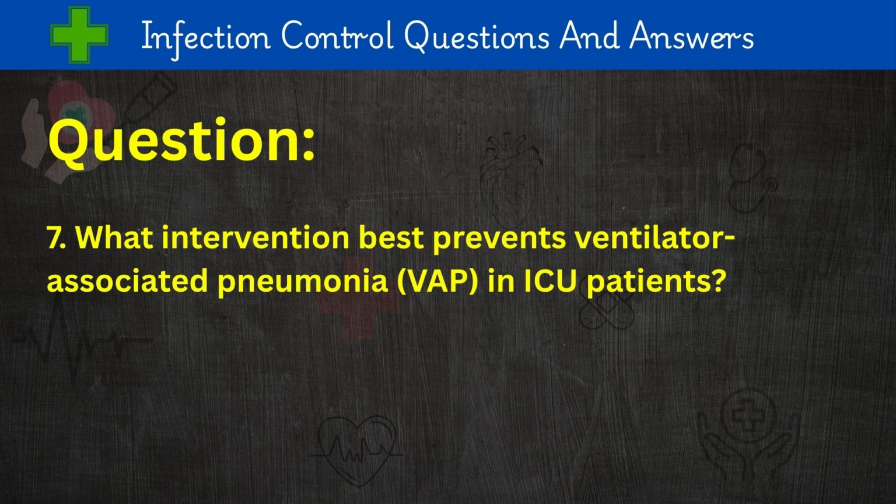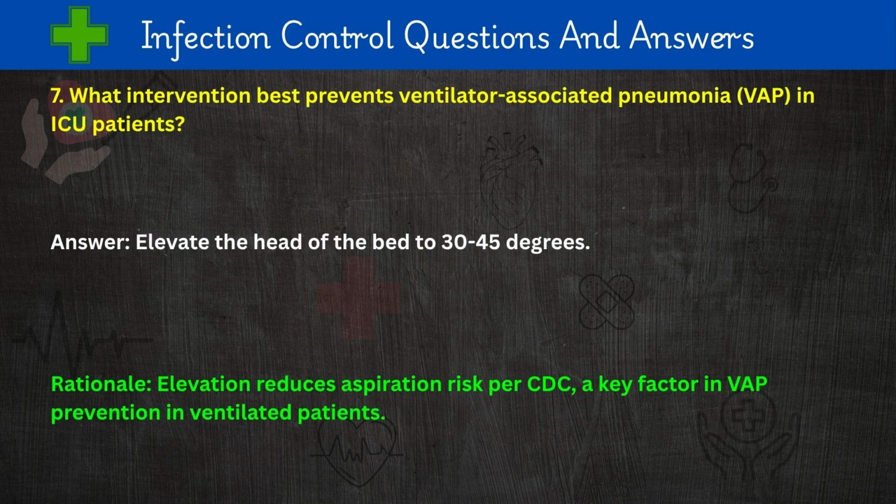7. What intervention best prevents ventilator-associated pneumonia, VAP, in ICU patients? Answer. Elevate the head of the bed to 30 to 45 degrees. Rationale. Elevation reduces aspiration risk per CDC, a key factor in VAP prevention in ventilated patients.